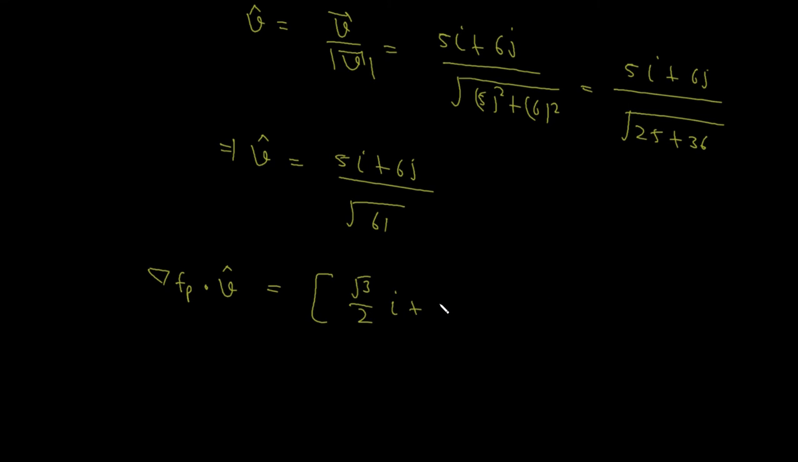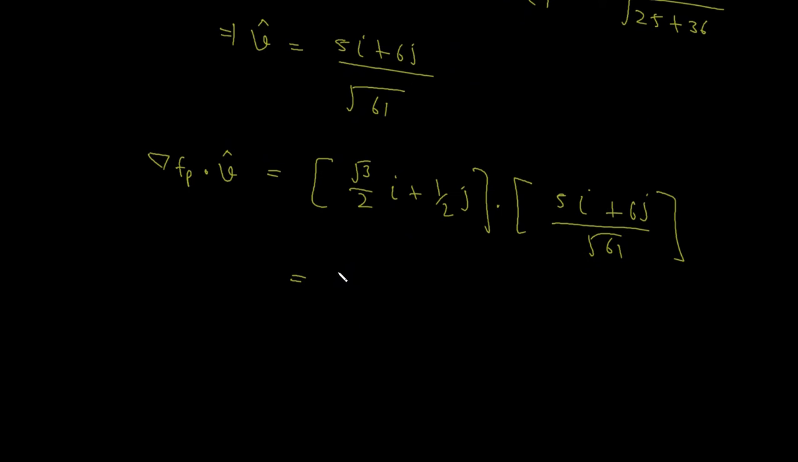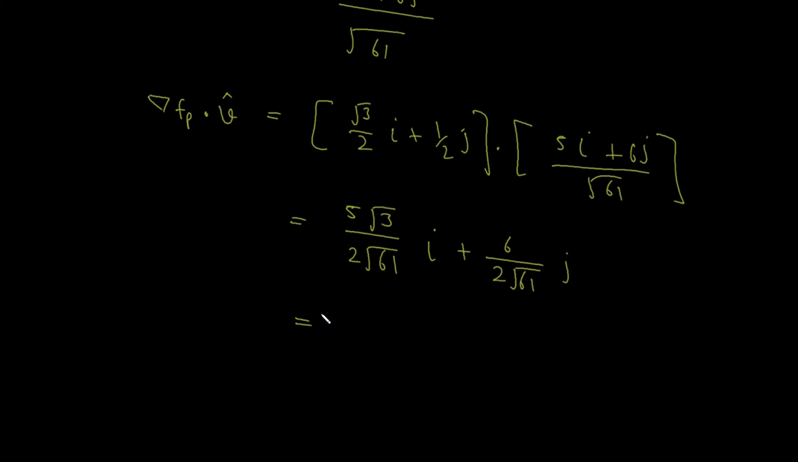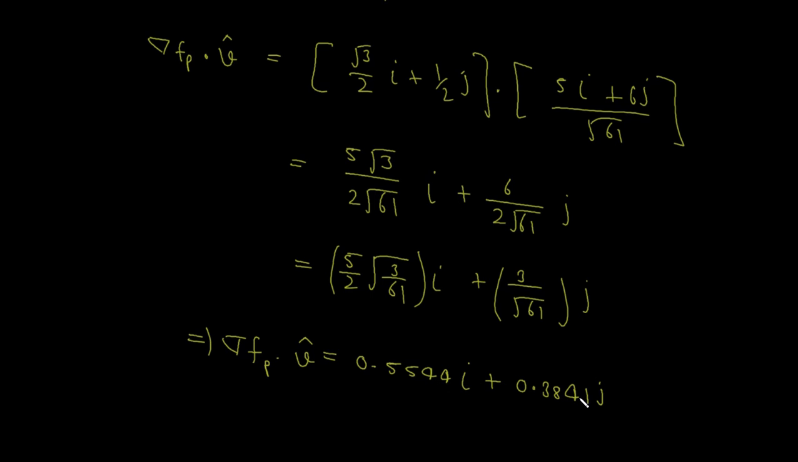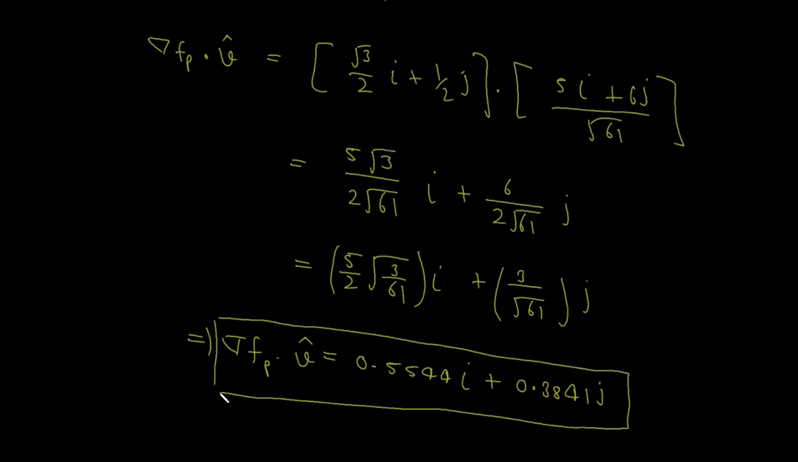Now next, gradient of f at the point p dot v cap is equal to root 3 over 2 i plus 1 over 2 j dot 5i plus 6j over square root of 61, equals 5 root 3 over 2 root 61 i plus 6 over 2 root 61 j, equals 5 over 2 square root of 3 over 61 i plus 3 over square root of 61 j. From this we obtain gradient of f at point p dot v cap equals 0.5544 i plus 0.3841 j. Hence this is the directional derivative of f at the point p in the direction of v vector.